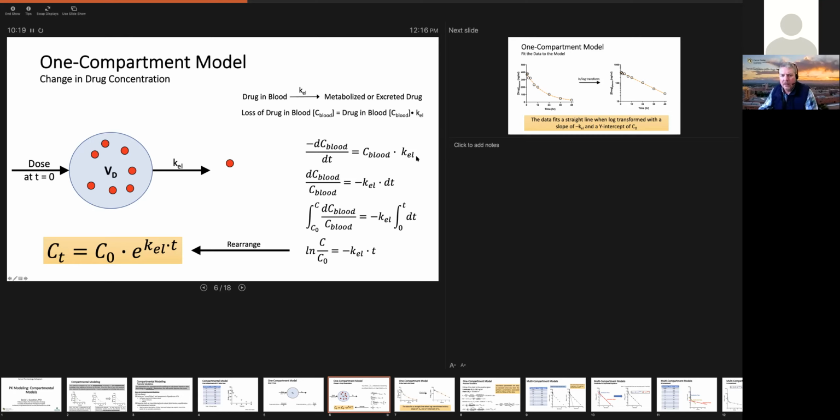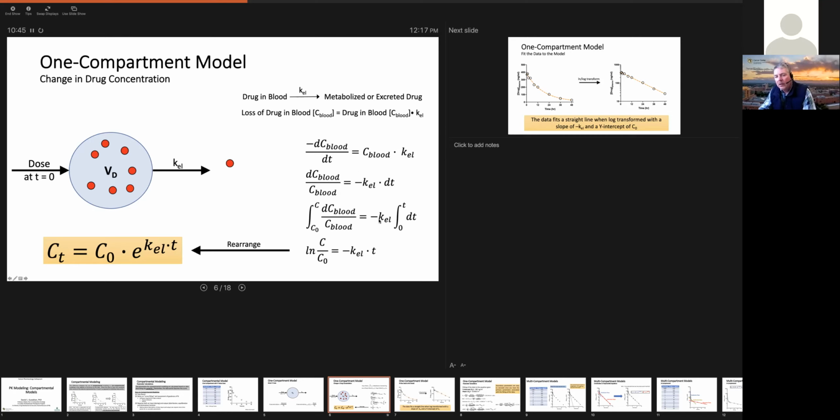So mathematically, if you look at this, the change or loss in drug in the blood is equal to the concentration in the blood times the KEL. If you do a little rearranging here, you wind up with dC blood over concentration blood, if you bring everything over to the same side, equals negative KEL times dT. If you integrate both sides, you integrate from C0 to C and from 0 to T.